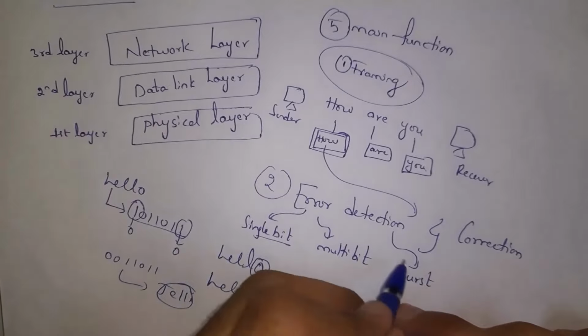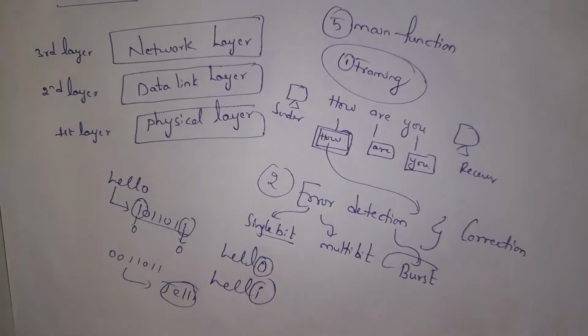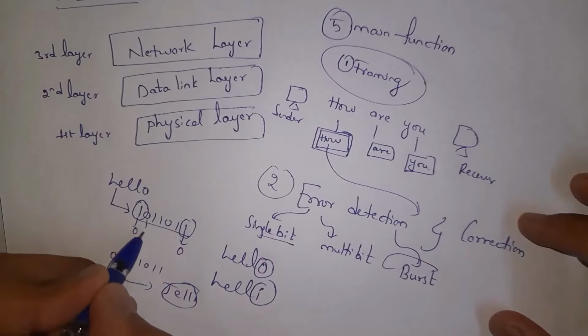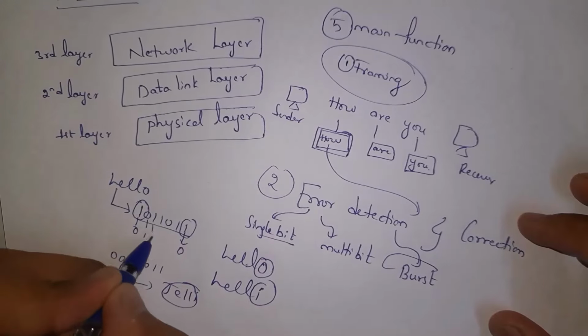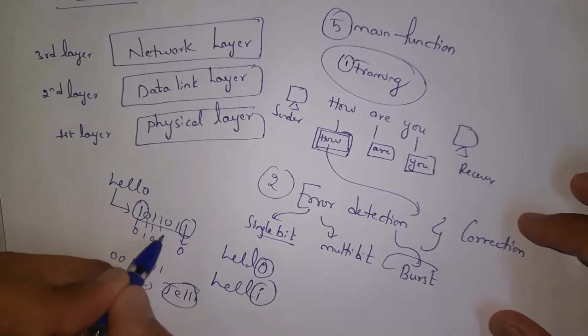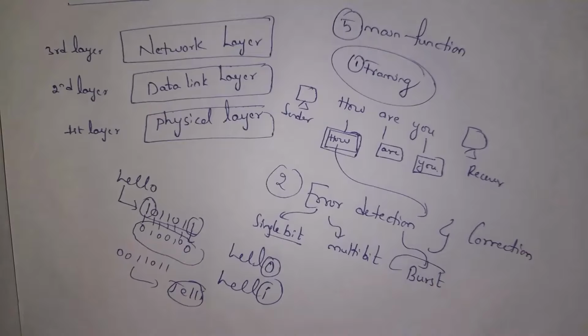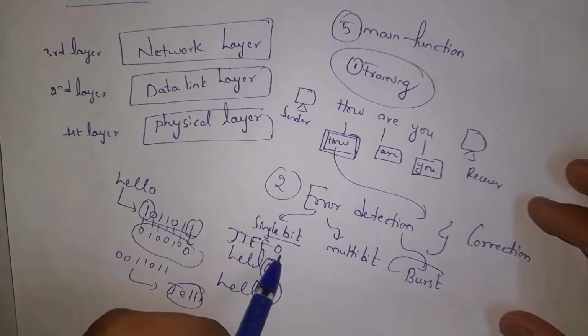And whereas burst error means complete bits are changed due to noise. For example, 1 is changed to 0, 0 is changed to 1 and 1 is changed to 0 and again 0, 1, 0. So there is complete bit change. So receiver will get wrong data like JIWO.